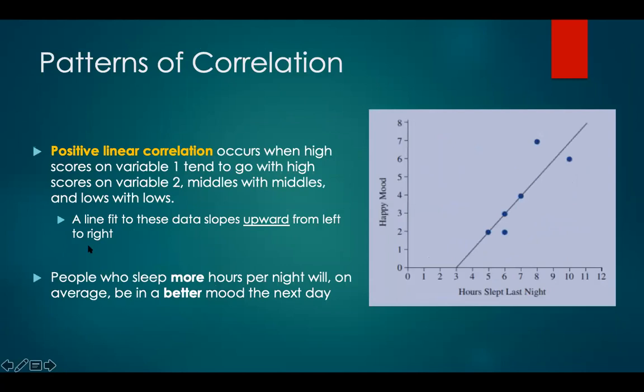Now, a positive linear correlation occurs when high scores on variable 1 tend to go with high scores on variable 2. Middles with middles, and lows with lows. A line to fit these data slopes upward from left to right. So people who sleep more hours per night on average will be in a better mood the next day.